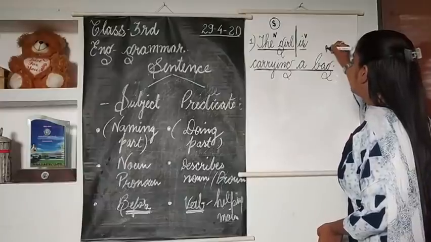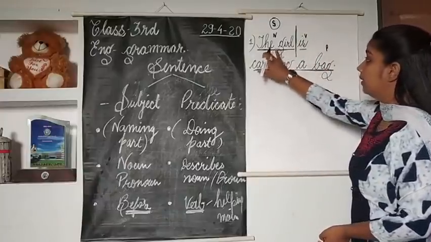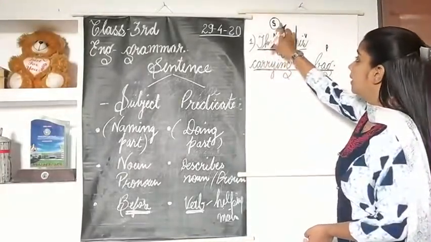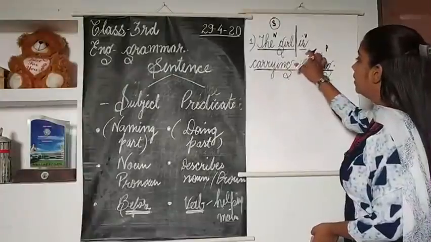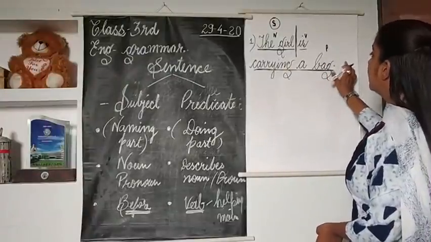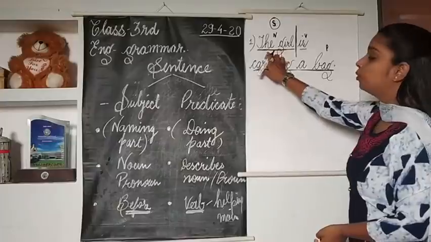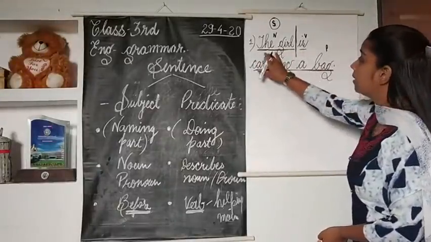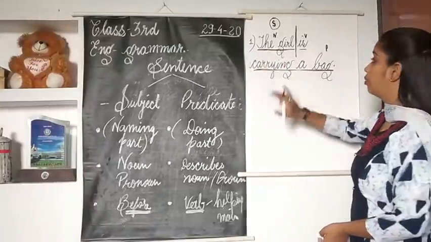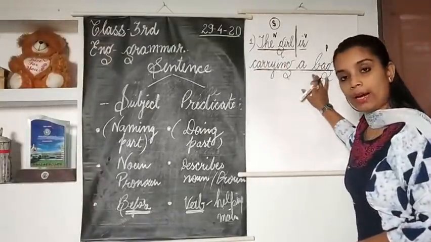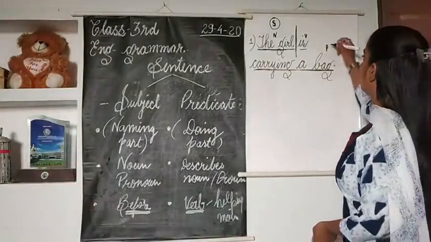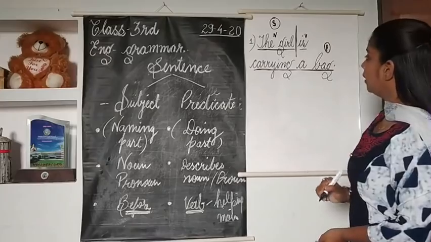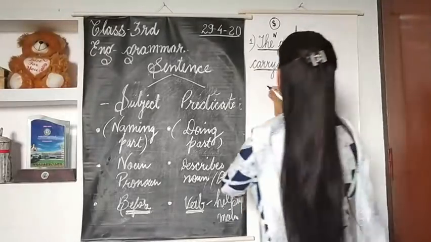This sentence is talking about the girl. So the girl is the subject, and this part, is carrying a bag, is telling us something about the subject. This part of the sentence is describing something about the subject. So this part is the predicate part in this sentence. I hope this first example is clear to all of you. Okay. Now we will see another example.